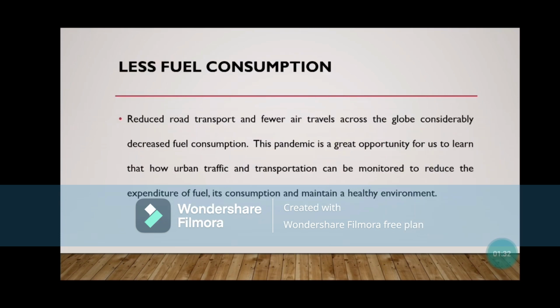Let's talk about less fuel consumption. Reduced road transport and fewer air travels across the globe considerably decreased consumption. This pandemic is a great opportunity for us to learn how urban traffic and transportation can be monitored to reduce the expenditure of fuel, its consumption, and maintain a healthy environment around us.